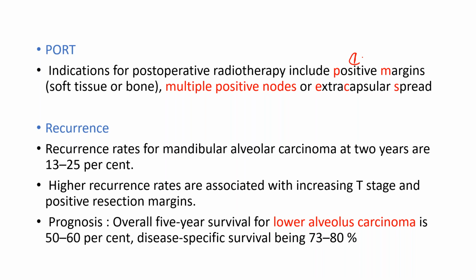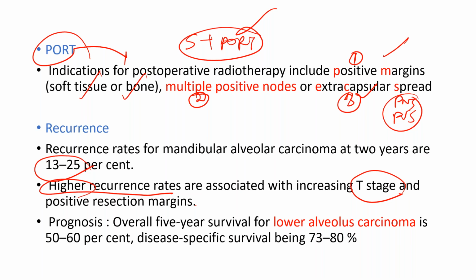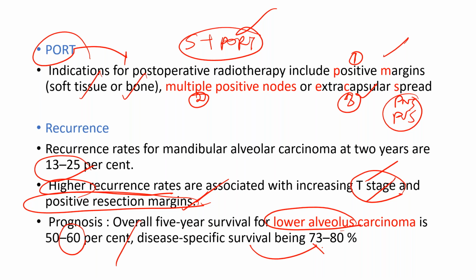When do you give post-operative radiotherapy? Positive margins in soft tissue or bone, multiple positive margins, extracapsular spread, perineural spread, perivascular spread. All these lead to post-operative radiotherapy. Surgery plus post-operative radiotherapy is the treatment you have to write. The recurrence rate is 25%. Recurrence is higher with increasing T stage and positive resection margins, which is common for all tumors. Overall 5-year survival for lower alveolus carcinoma is 60%, with disease specific survival being 70 to 80%.